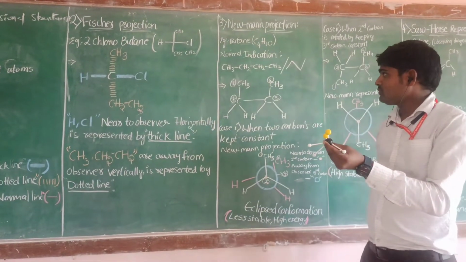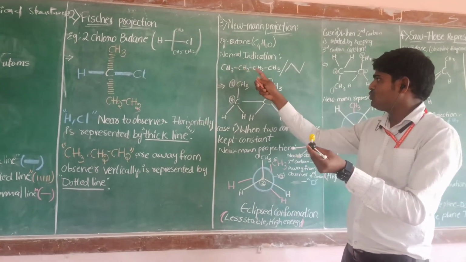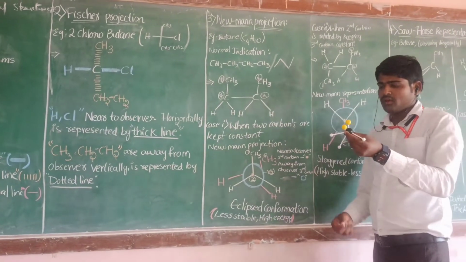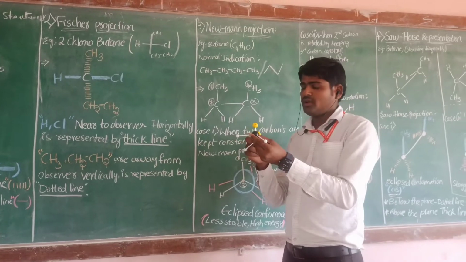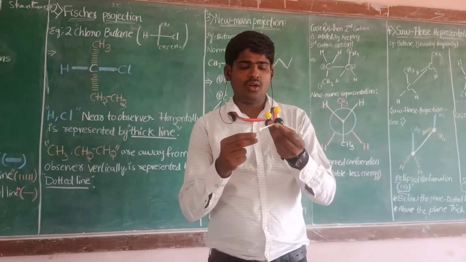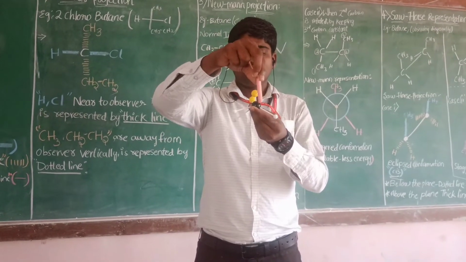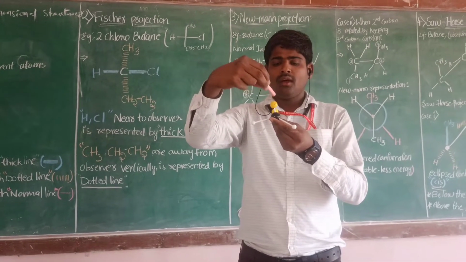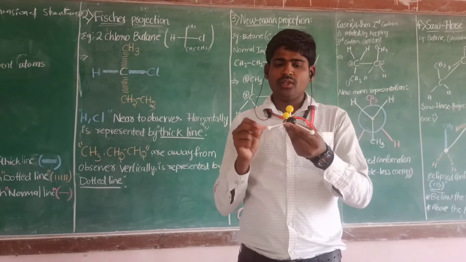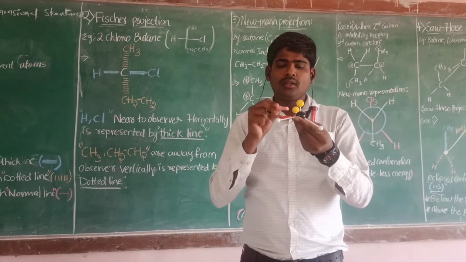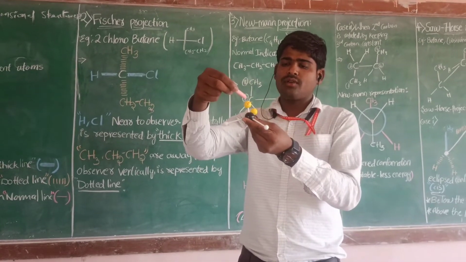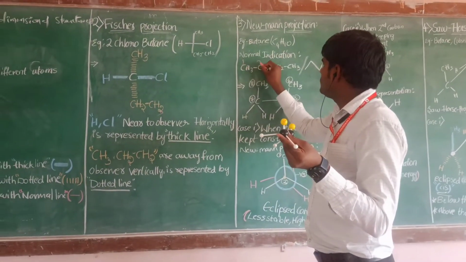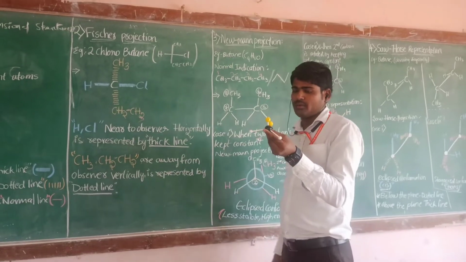N-butane, C4H10. This is the normal representation: CH3, CH2, like this. Okay, this is a representation of butane. Now, how to write the Newman projection formula? In this Newman projection formula, the observer views like here, near to the observer. This methyl group is above the plane. Before that, I will give the numbering: first carbon, second carbon, third carbon, fourth carbon. Here also I will give the numbering.